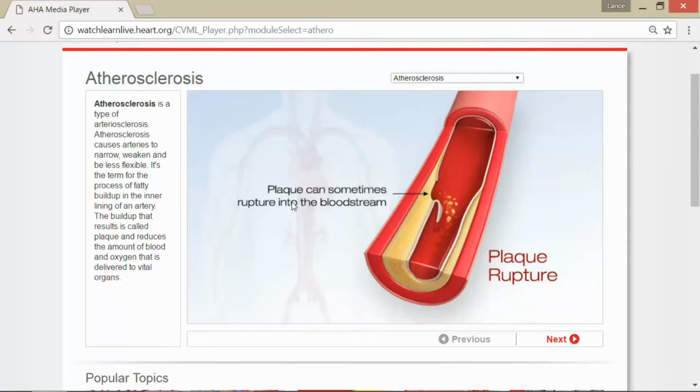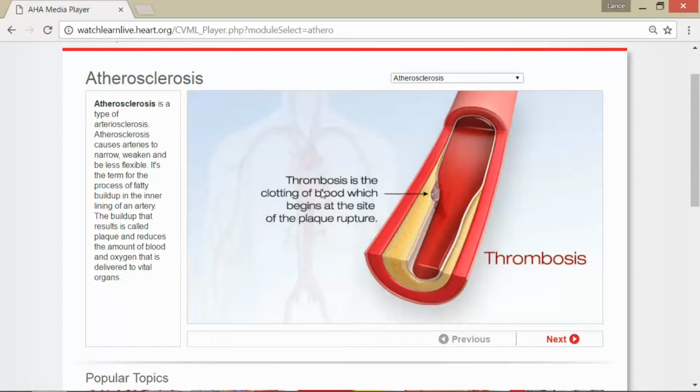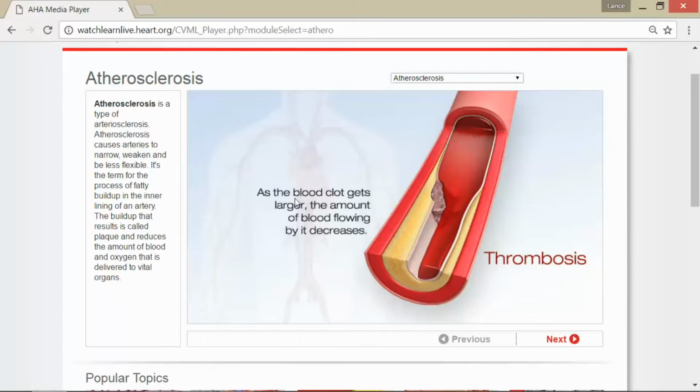The problem with this plaque, though, is that it can sometimes rupture into the bloodstream. You can see a little piece breaking off here, and it's actually damaging some of that layer too. That rupture just occurred. Then thrombosis, the clotting of blood, begins at the site where it broke off. As blood clots get larger, the amount of blood flowing by decreases, and you can see some die-off happening, and the blood is definitely being restricted in how much is getting through.